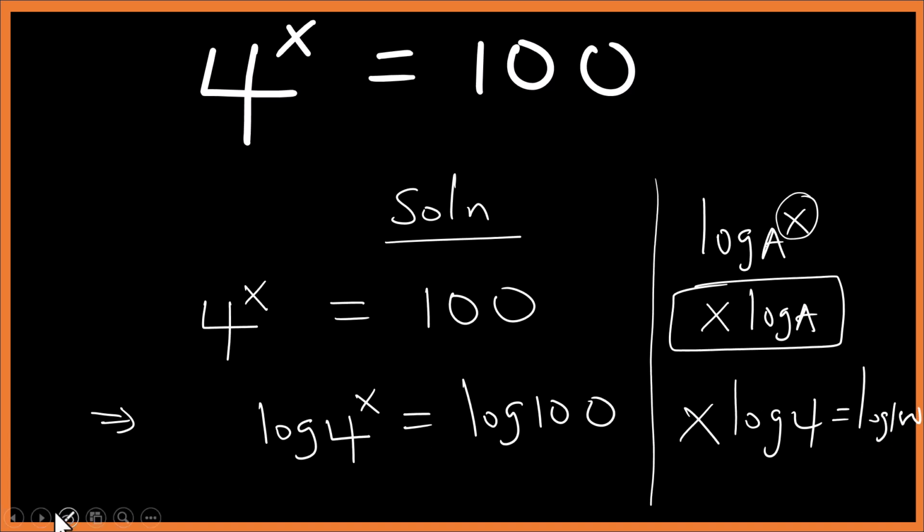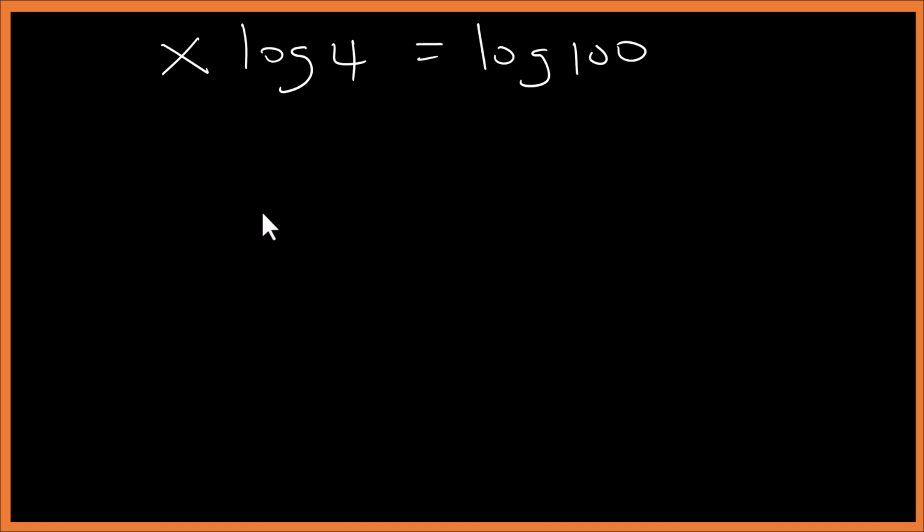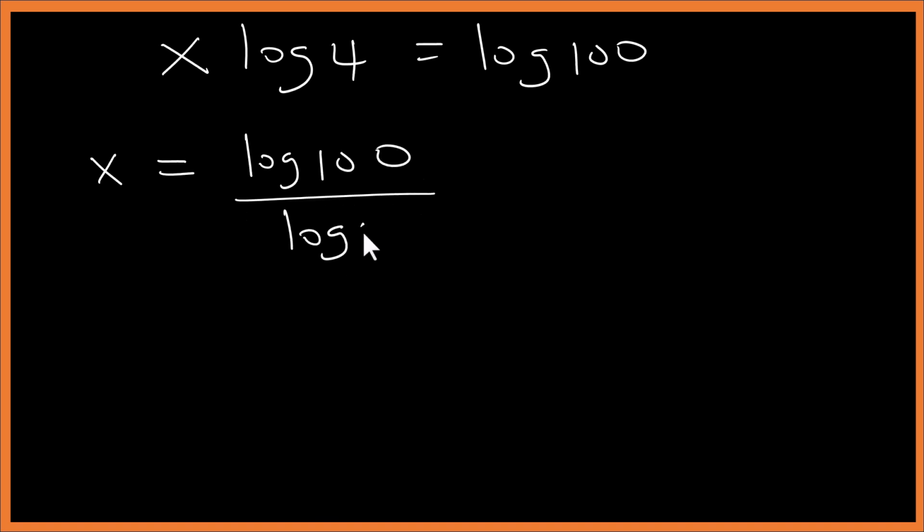Okay, so x log 4 is the same as log 100. Alright, so let's divide both sides by log 4. So we have x equals log 100 on log 4.